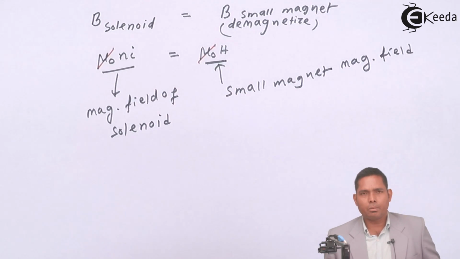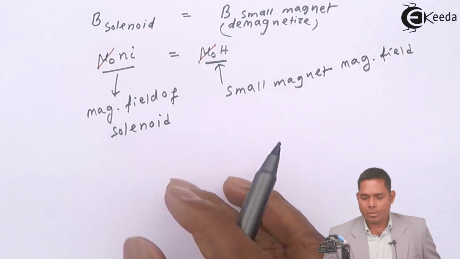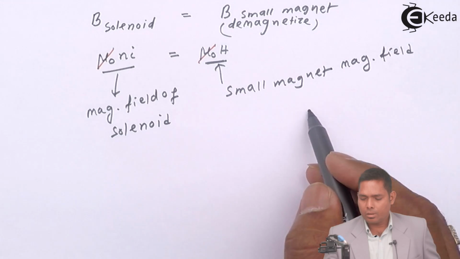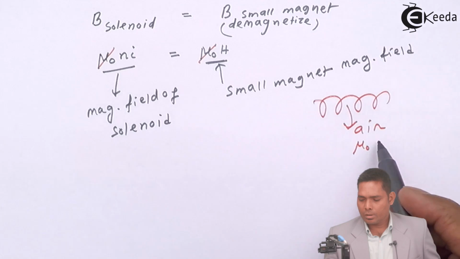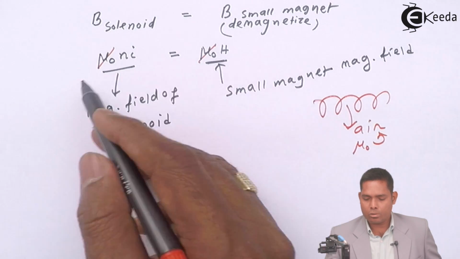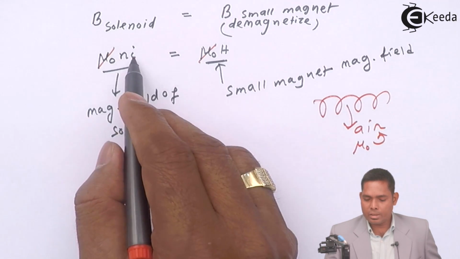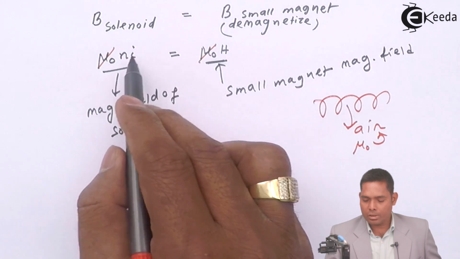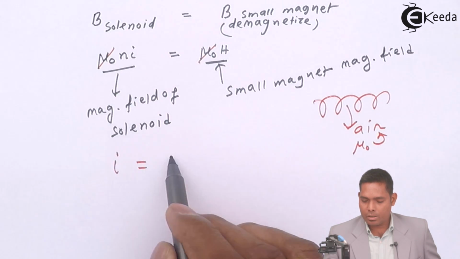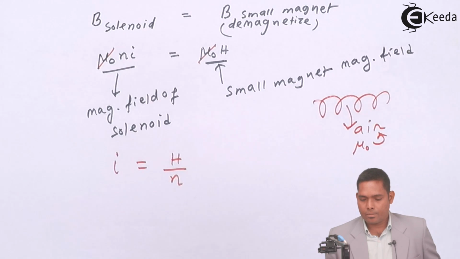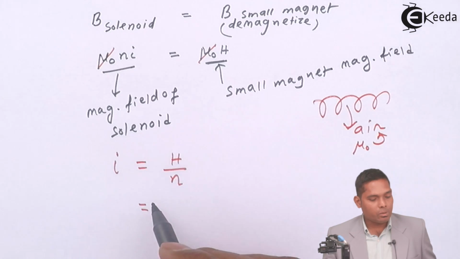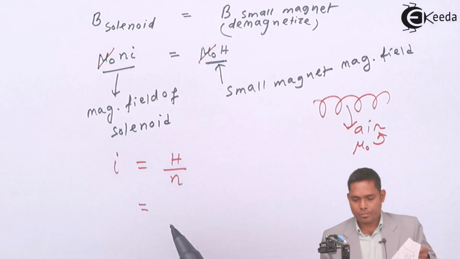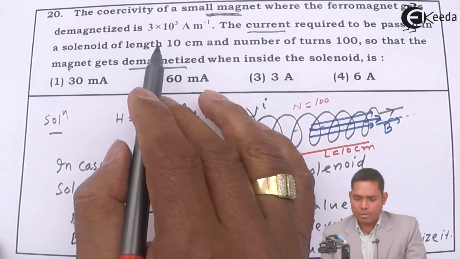If I balance this out, then from this equation I can cancel out mu naught. Mu naught is the permeability of free space or air, because this coil is kept in air. That cancels out in both sides, and we are interested in I. So this I becomes H by N, and in the data the H value is given.